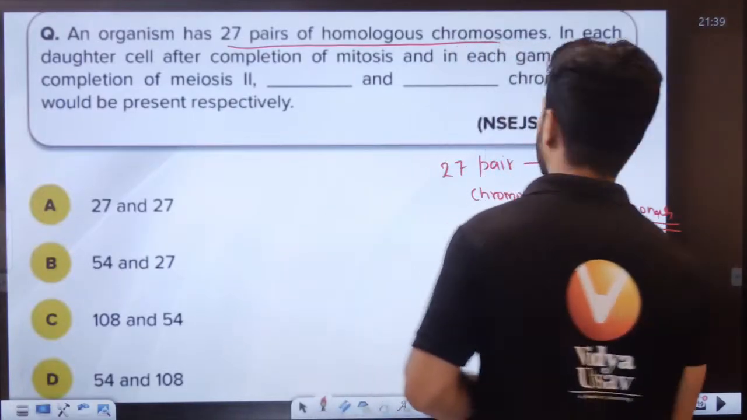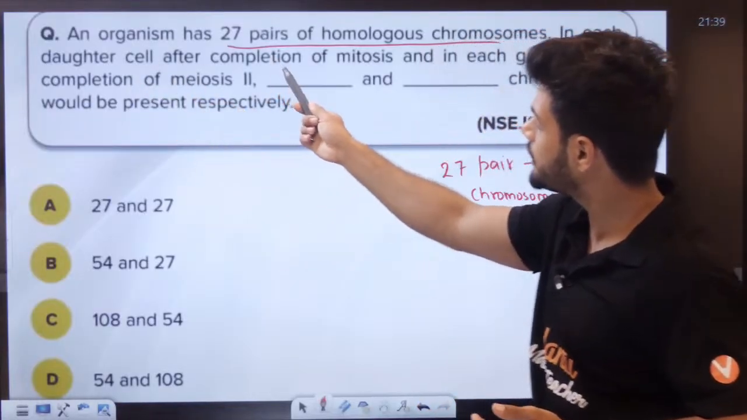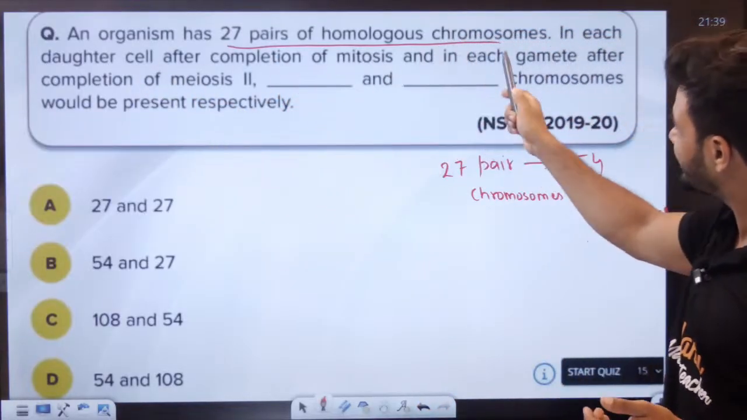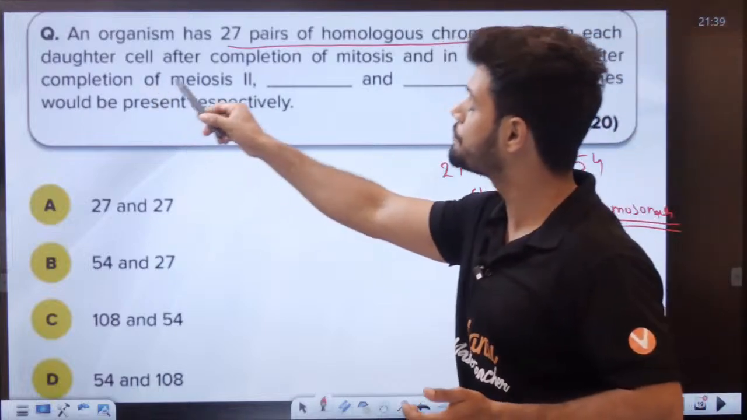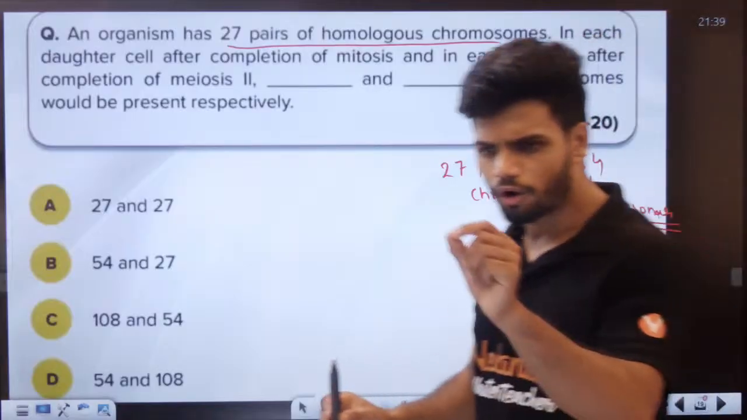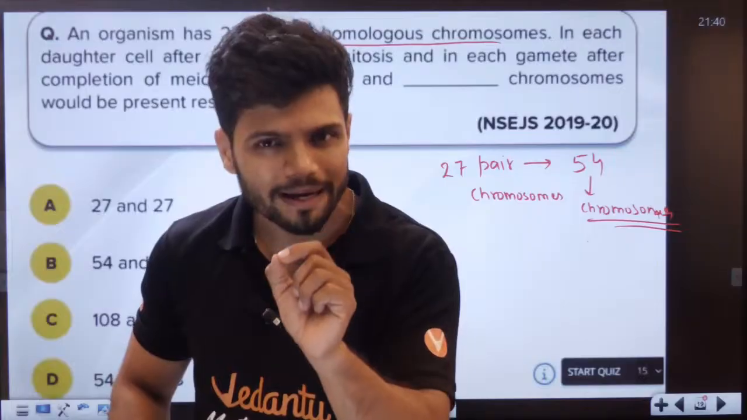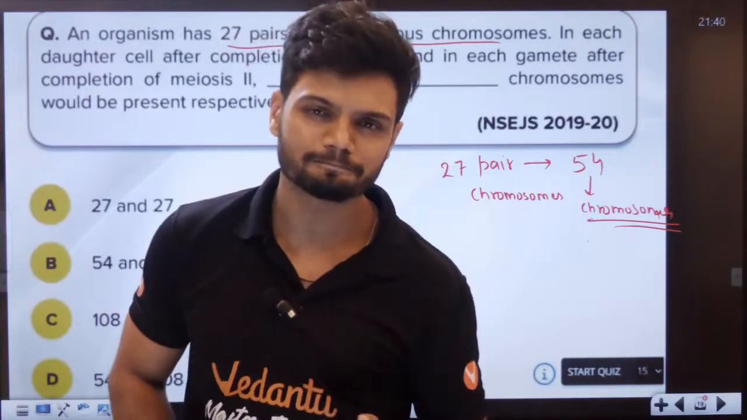Now, what is the question? In each daughter cell after completion of mitosis and each gamete after completion of meiosis 2, how many chromosomes do you find respectively? Now, all of you tell me first of all, students, does the chromosome number ever decrease in mitosis?